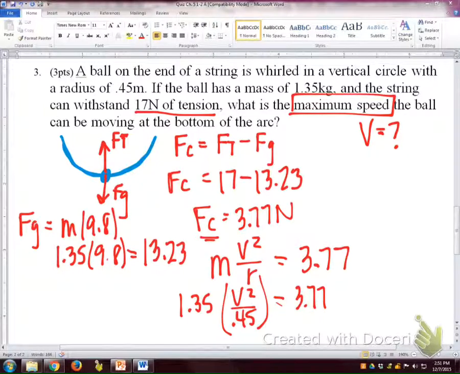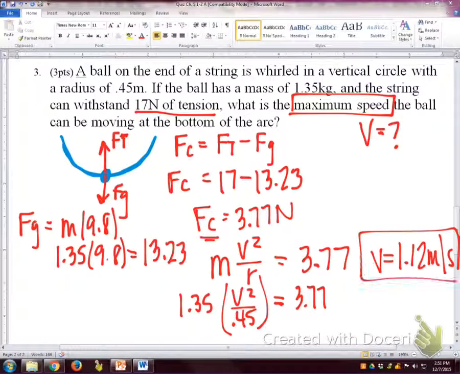All right, so go ahead and solve that algebraically. If you want to pause the video and solve that on your calculator, we'll see if we match answers here in just a second. So here I get a maximum velocity equal to 1.12 meters per second.